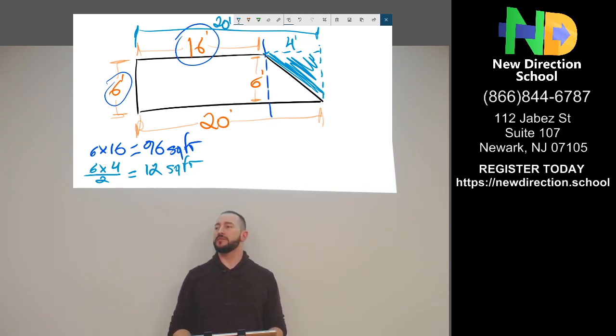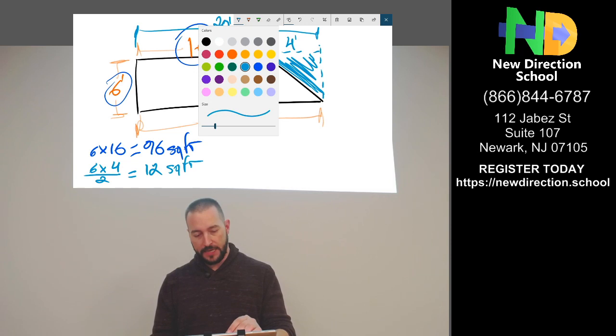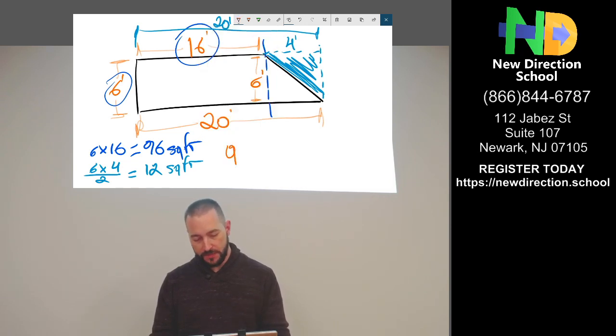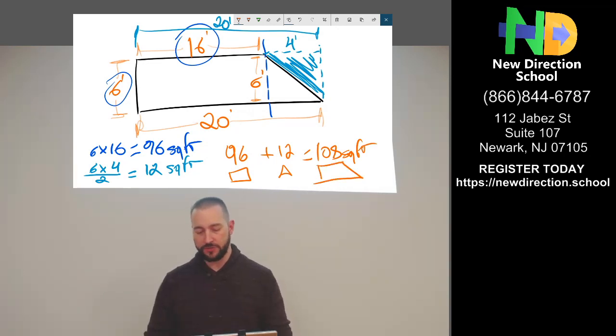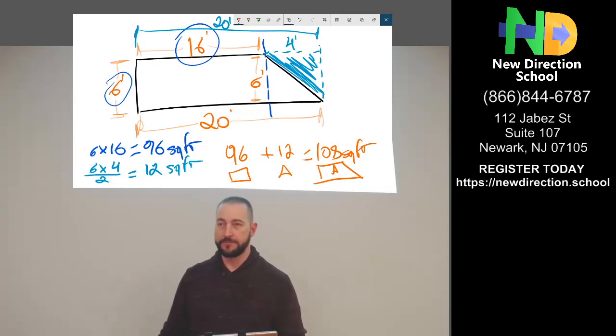But is that the number we need? No, we need the total area. So to figure out the total area, what must we do? Add them together. So 96 square feet, right? Yes. This is from the rectangle, plus 12 from the triangle equals 108 square feet. And that is the irregular shape total area.